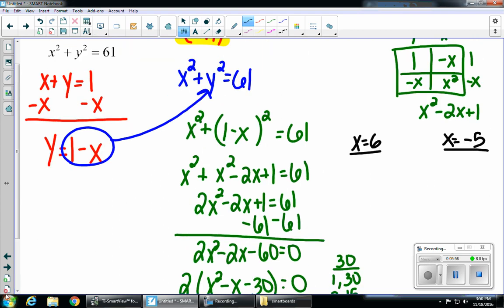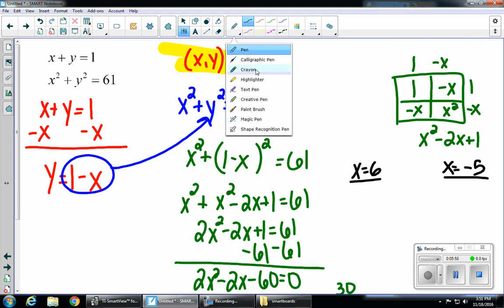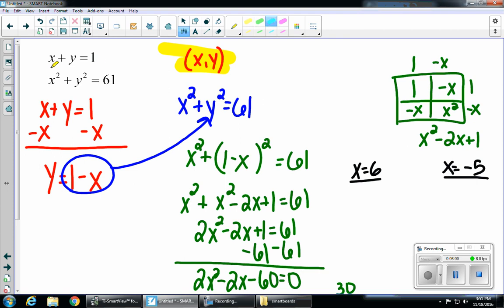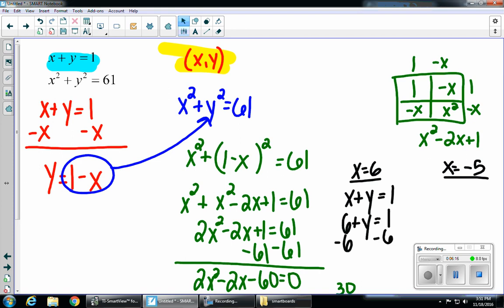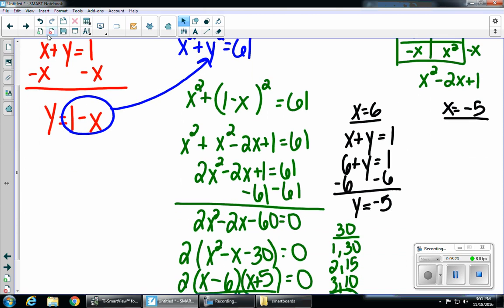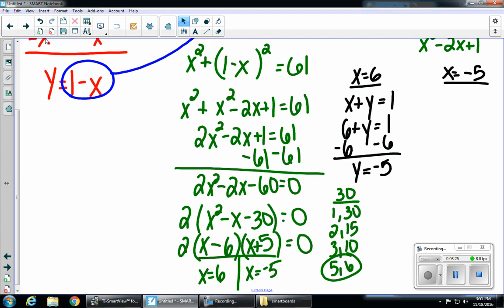I'm going to plug back into one of those original 2 equations. So if I take a look back at my original equations, the top equation is our line, so that one's going to be a little bit easier to plug into. So I'm going to use the x plus y equals 1 equation. So x plus y equals 1, but we already know x is 6. So when I subtract 6 from both sides, I get y equals -5, which means this is really the point x comma y. It's going to be 6 comma -5.